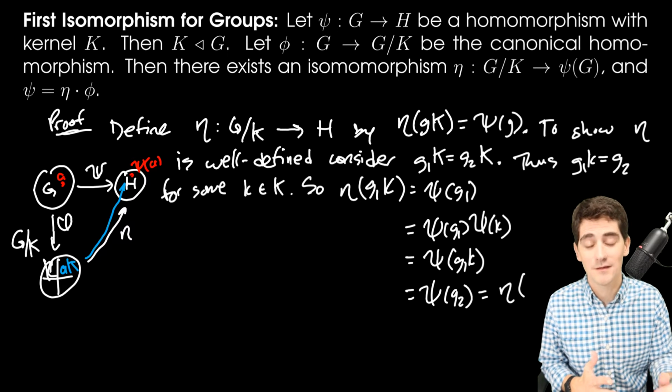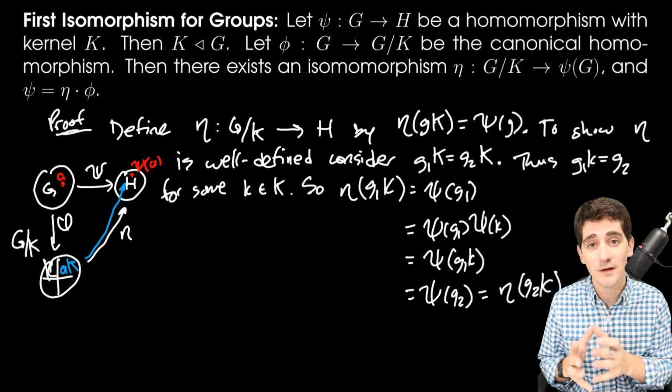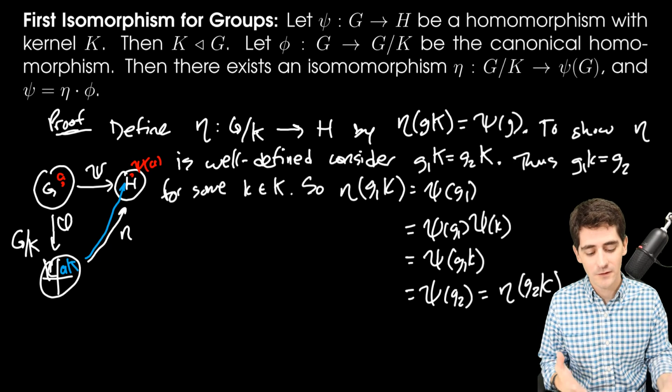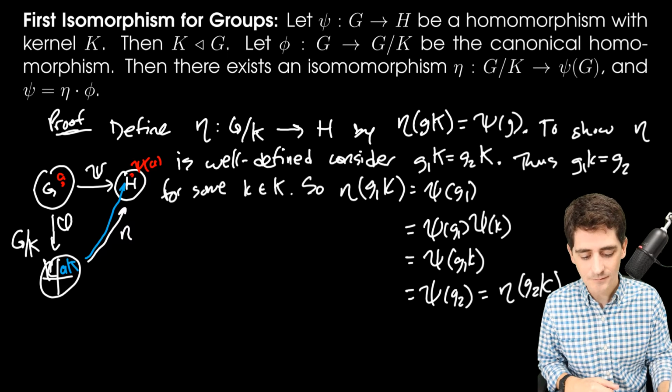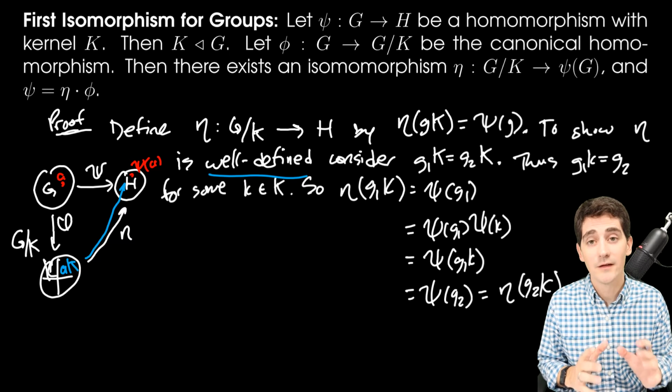And we know now that that's the same as eta times G2K. If I start with the same input, I end up with the same output. That makes sense. That's good. We have a function here. So the thing is well defined. All right, so next we need to show that this is actually an isomorphism.